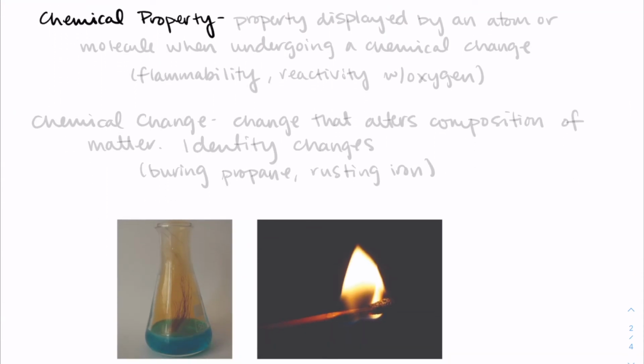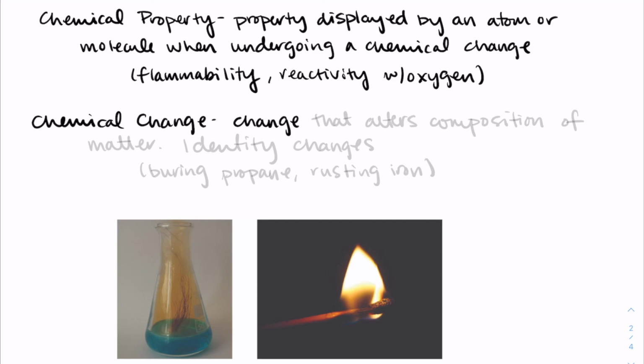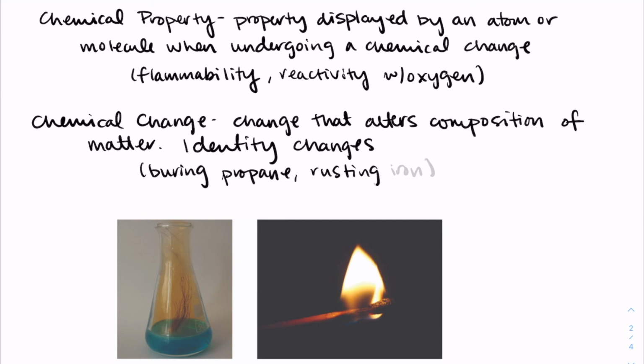A chemical property is a property displayed by an atom or molecule when undergoing a chemical change. So here we say things like flammability, where the change version of that would be burning, or we say reactivity with oxygen, and the change version of that would be reacting with oxygen. So, I guess we should say the chemical change definition. It's a change that alters the composition of matter. So the identity changes as it goes through this process.